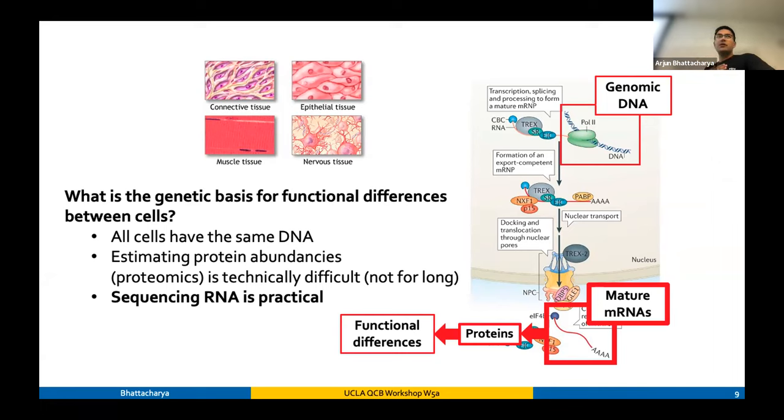We know from genetics that all these cells have the same DNA, the same germline genetics, and what makes these differences in cellular function are different abundances of proteins. For now, at least, with large sample sizes, getting high throughput protein abundances is still technically difficult. I don't know for how much longer that's going to be true, but compared to measuring protein, sequencing RNA is still more practical.